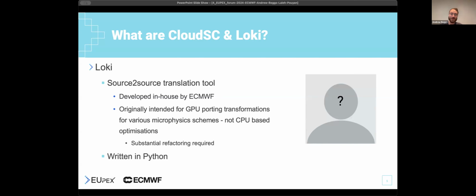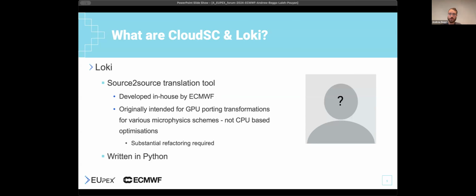But Loki is a source-to-source translation tool. It's developed in-house by ECMWF. It was originally intended for the GPU 2024 project, which is porting different aspects of the IFS to GPU. As I mentioned, there's about 6 million lines of Fortran in the IFS, so anything done by hand is not really going to happen. That's why people started looking into these automated tools.